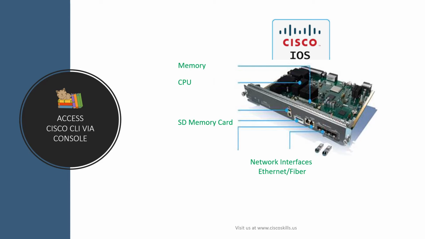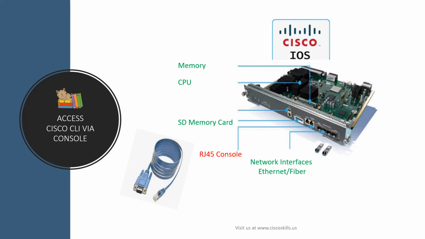So how can you access Cisco CLI on a Cisco device? There are two options. The first option is to use console port, and there are two types of console ports. The first one is RJ45 console port. This is the most popular one. I must say that all Cisco network devices have a console port. There are two types of console cables to connect to RJ45 console port. This is the first one.